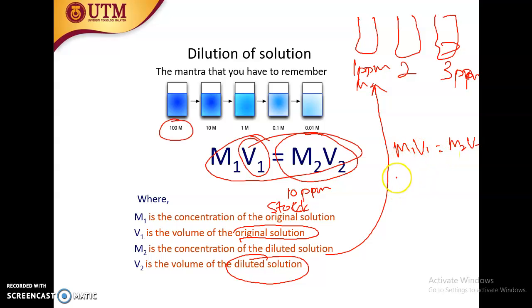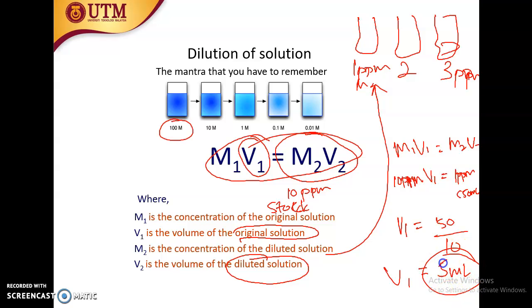For example, M1, you have 10 ppm. V1 is the wanted. M2, you want 1 ppm. And you want to prepare 1 ppm inside 50 ml. Okay, means that V1 is 50 times 1, 50, then divide by 10. So your V1 is 5 ml. So you have to take 5 ml of the stock inside this volumetric flask to make 1 ppm.